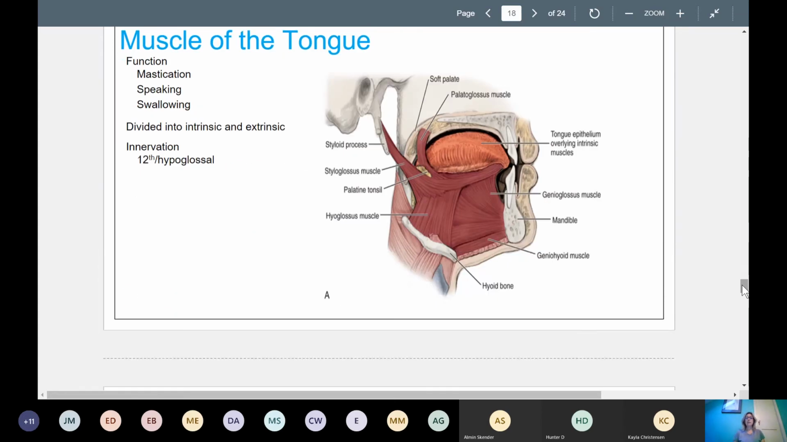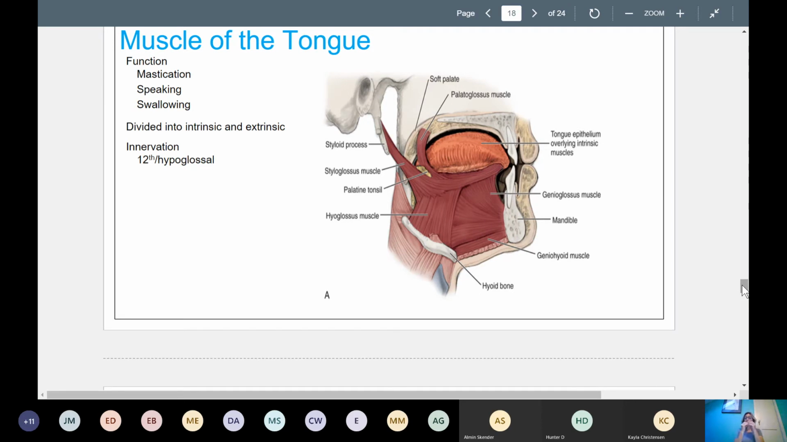Your muscles of your tongue, their function is for mastication, speaking, and swallowing. So think about all of what your tongue does. It helps you when you're chewing. It moves the food around your mouth. It aids in speaking. It moves up to the roof of your mouth to help form letters or pushes against the lingual surfaces of your teeth to help sound. And it aids in swallowing, so it kind of lifts and pushes the food back from your mouth to your throat. You have intrinsic and extrinsic.